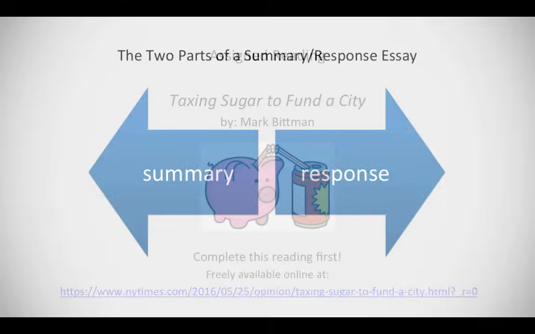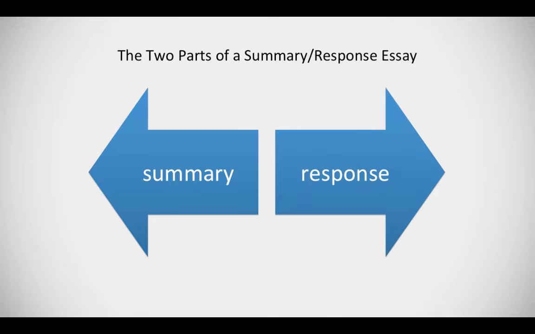The first thing to know about how to approach the summary response essay is that there are two completely separate and distinct parts of the essay, the summary portion and the response portion. The summary portion will just be a single paragraph, while the response portion will be at least 3 paragraphs. The vast majority of your word count will be in the response portion of the essay. These two parts of the essay do completely different things, and it may even be helpful to think of them as two separate assignments. We'll begin by looking at the summary portion of the summary response essay.